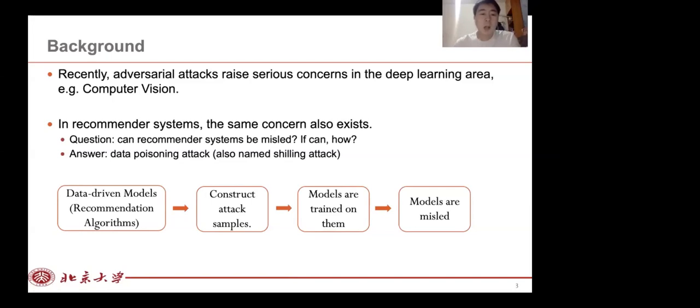In this talk, I will answer a question: can recommender systems be misled? If they can, how? Data poisoning attack is the answer. Below is the simple pipeline of this kind of attack. For a data-driven recommendation algorithm, the attacker can control some fake user accounts to perform click or purchase behaviors. If the model is trained on this part of data, it may be misled. The question left is, how can we construct effective attack samples?